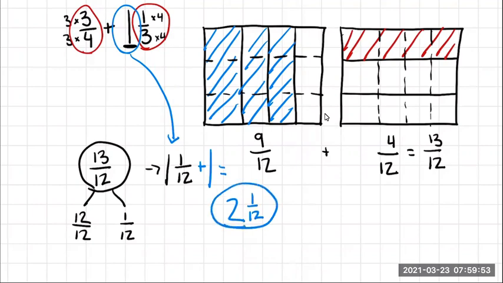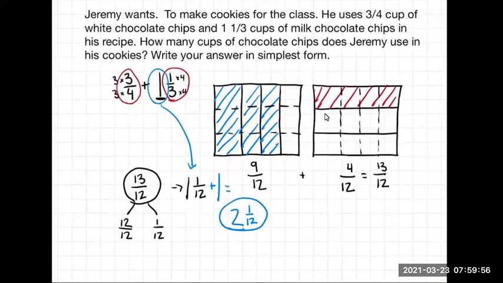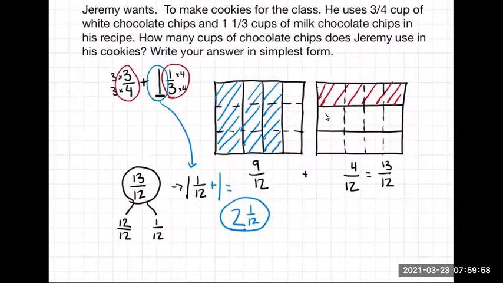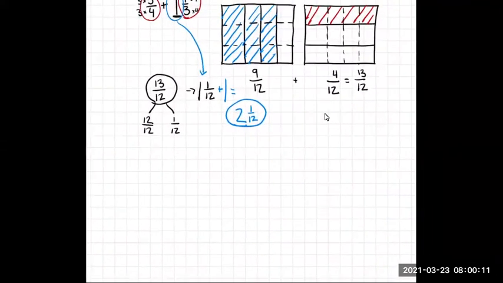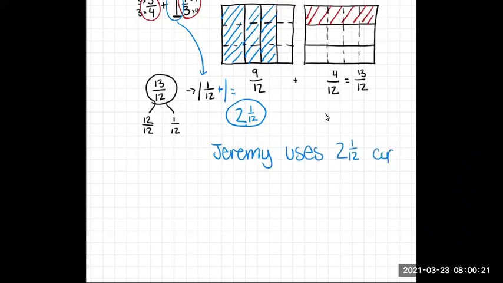Now remember, when we're solving word problems, we want to make sure we're right by writing our answer in a statement. So we have, how many cups of chocolate chips does Jeremy use in his cookies? Well, Jeremy uses 2 and 1/12 cups of chocolate chips.